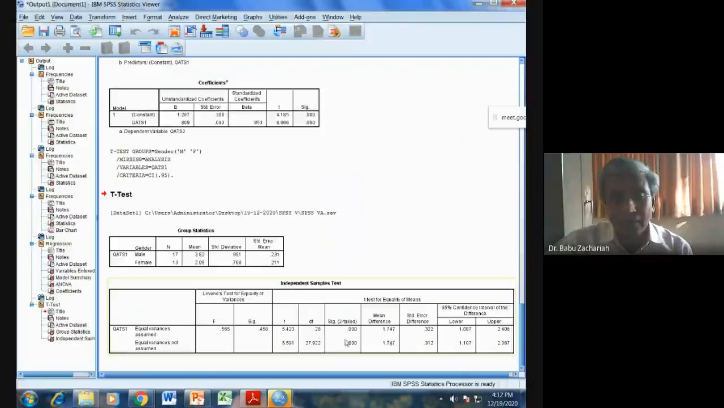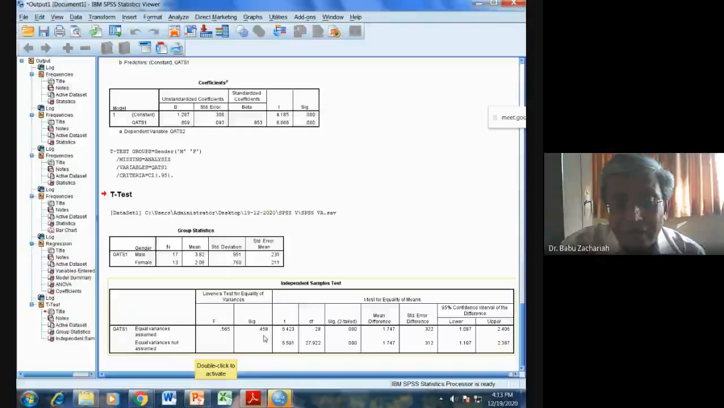The answer has come. Now how to read this table? Say there are two assumptions written. One is equal variances assumed, and the second is equal variances not assumed. As you remember, there are two formulas for the t-test based on these assumptions. So here the two assumptions are written. We should accept one among them. And how to choose one? There is something called Levene's test for equality of variances. That test statistic is here, and the significance is also given here.